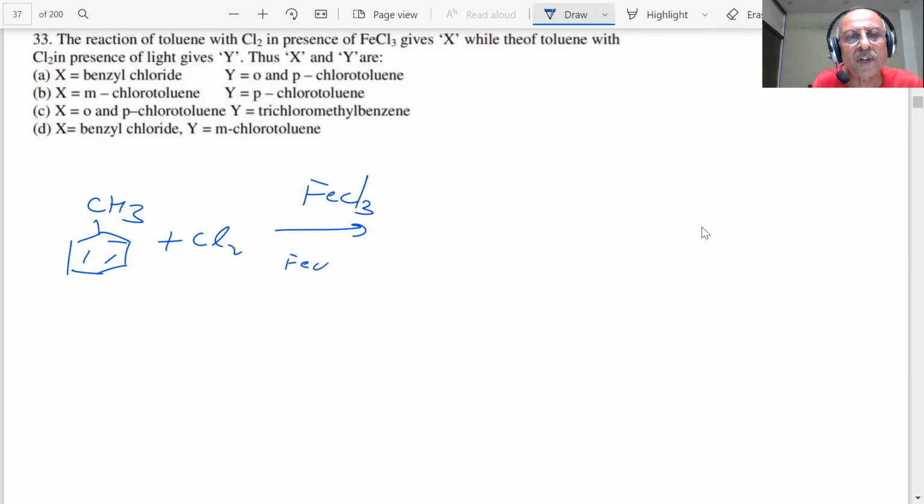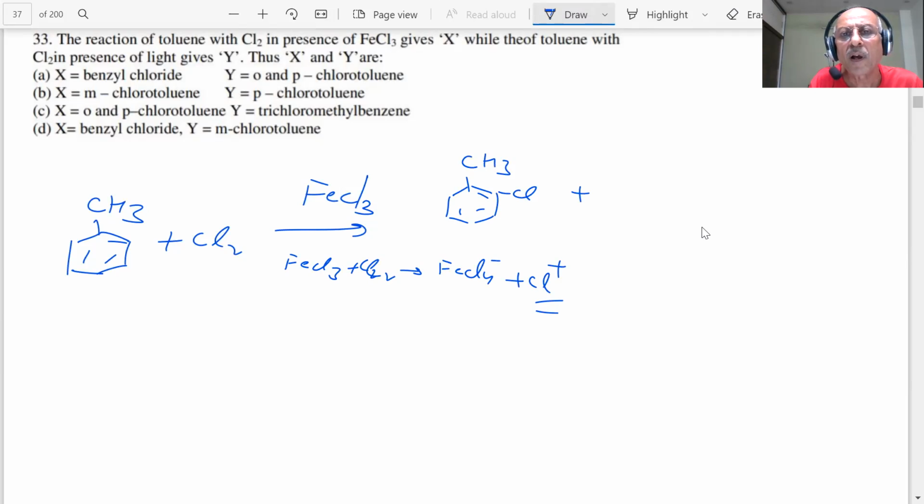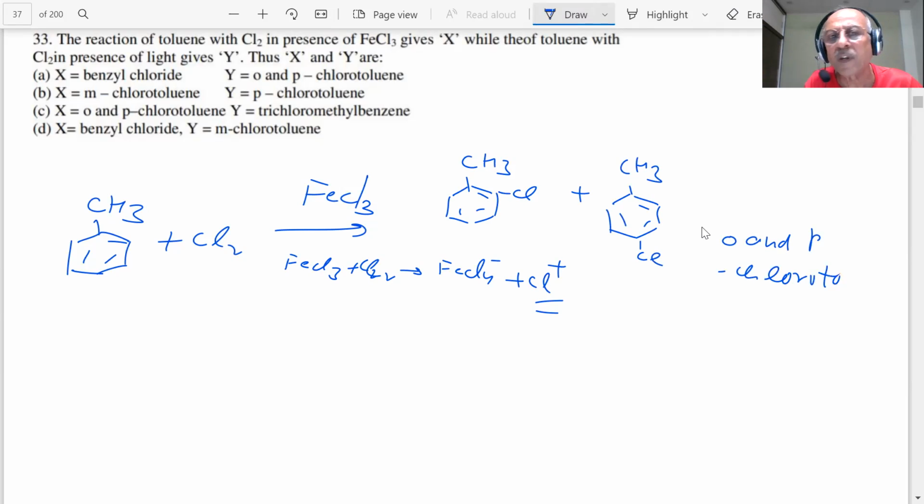So you already know, this is my FeCl3. What happens here? FeCl3 plus Cl2 will generate FeCl4 minus plus Cl plus. This is an electrophile which will attack, and you will get two products. What are the two products? Ortho and para, CH3 Cl, student. So you are getting ortho and para chlorotoluene with FeCl3. This is a Friedel-Crafts reaction.